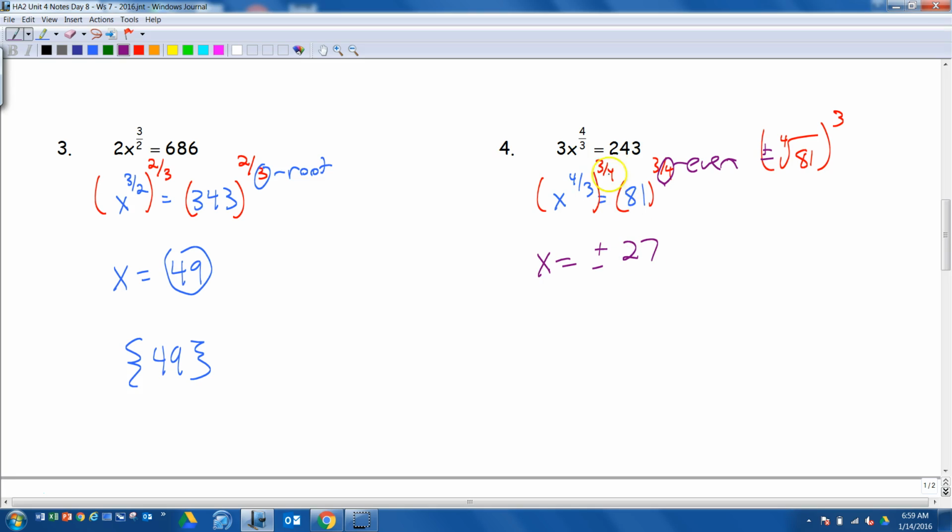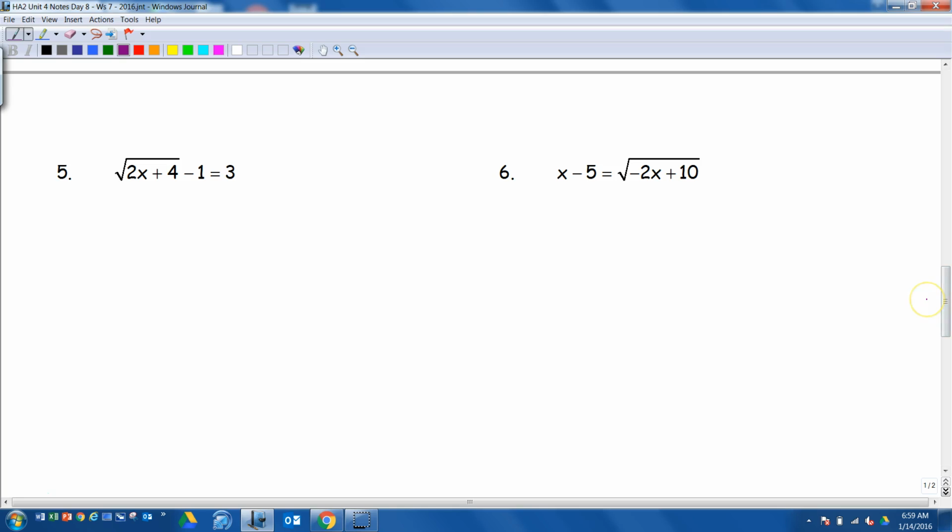Now you can check both answers. So put 27 in parentheses to the 4/3 times 3, and negative 27. When you raise that to the fourth, the negative will go away. You root it, or by 3, third root, and then times 3, and you do get 243 for both answers. So both are solutions.